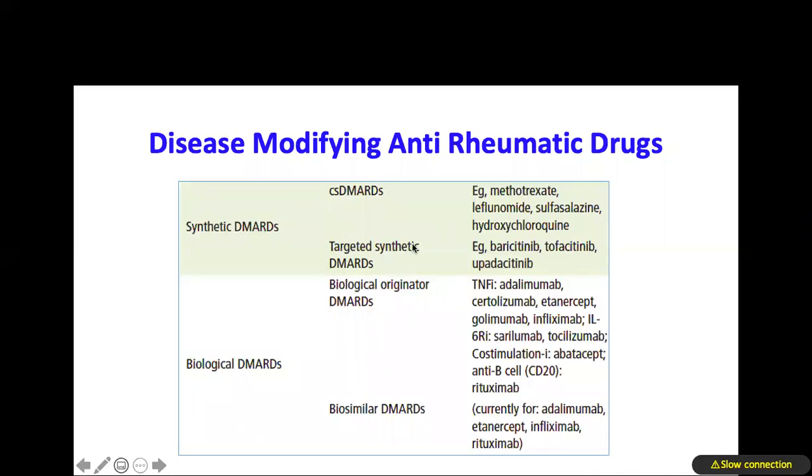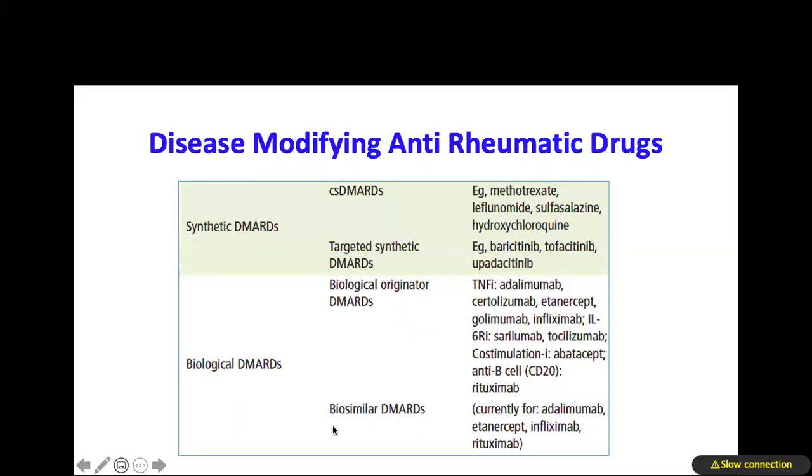And we have targeted synthetic disease modifying drugs. Has anyone seen these drugs which I have put under targeted synthetic disease modifying drugs? Anyone? They just became licensed in Sri Lanka, so I don't think you would have seen them in clinical practice. Someone has talked about teratogenicity. I will address that as well.